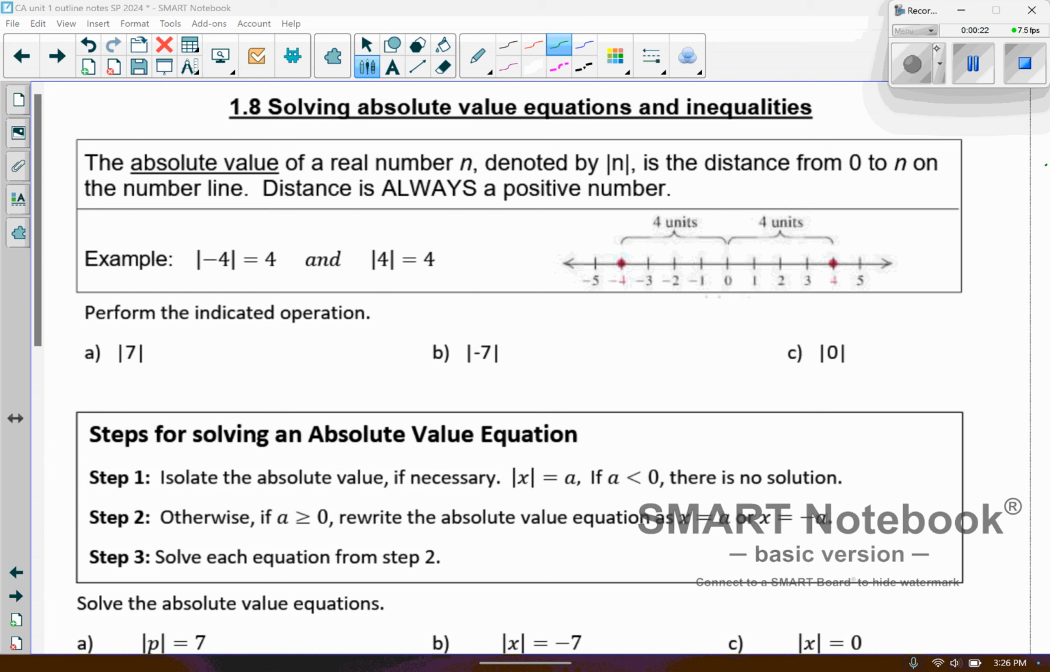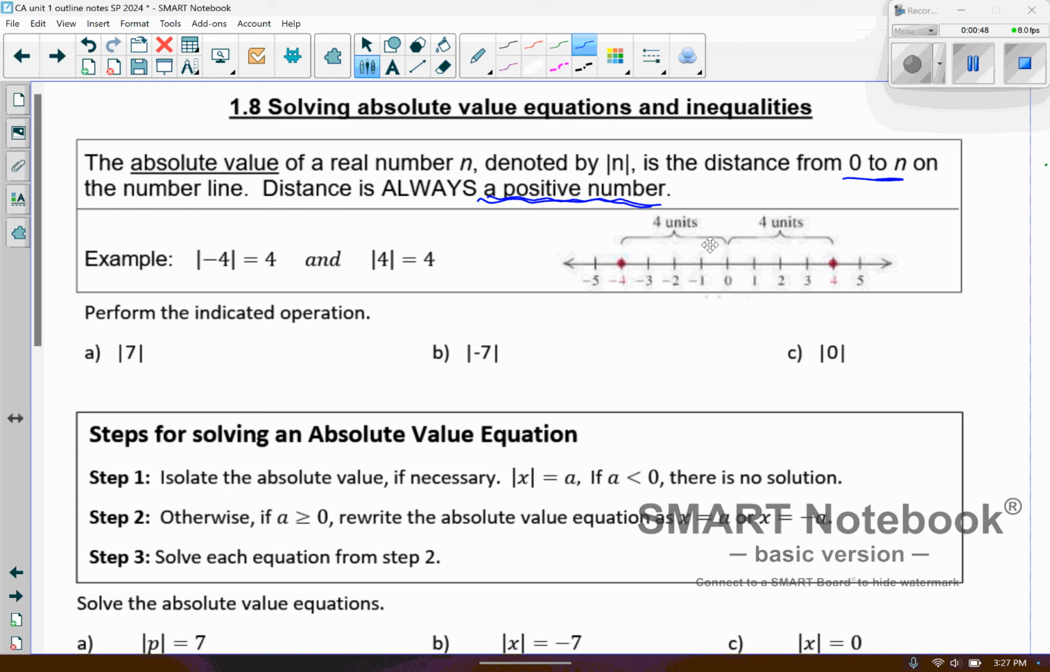The absolute value of a real number, n, is denoted by these little hash marks on each side right here. And absolute value is defined as the distance from 0 to that number on a number line. Distance is always a positive number. So whenever you take the absolute value, your solution is always going to be positive, unless you're taking the absolute value of 0, because then you would be 0 units away from 0.